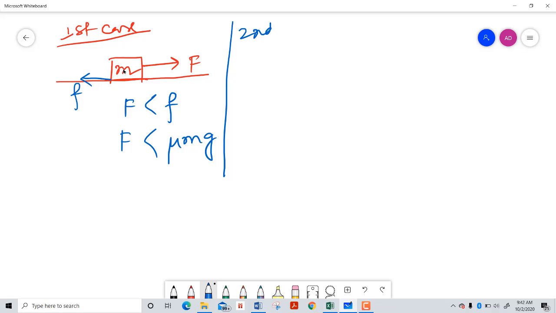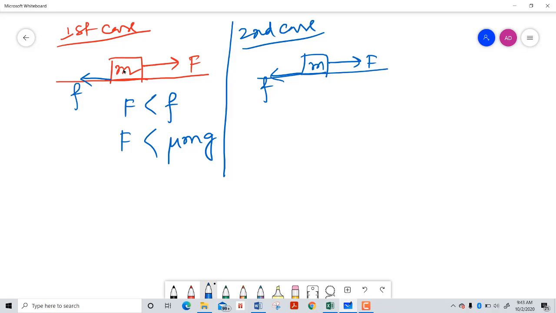Now, what about the second case? In the second case, we'll understand that the object is fixed at this position and you are applying lots of forces. You have tried a lot, and at a particular time, the applied force is able to overcome the friction. That means at an instant, the object is able to overcome the friction. Now, in this case, the maximum value of static friction is known as the limiting friction, right?